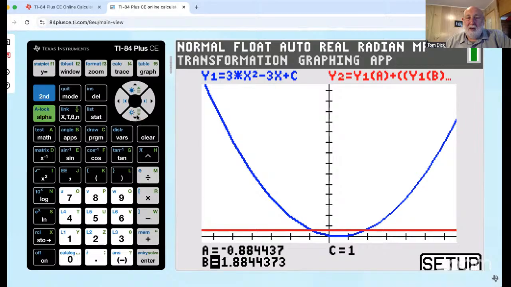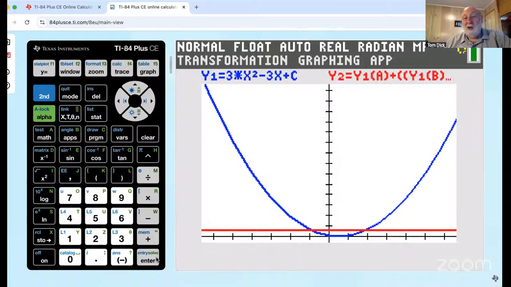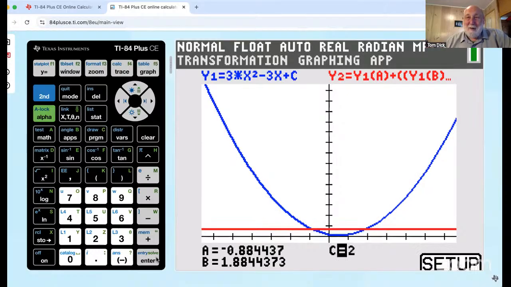So I'm going to arrow over to C, put in 2. Or I could have just gone over there and incremented it, hit the arrow. But there we go. Maybe incremented a little more. Make it like 12. Okay, I forgot the tick marks were 10.